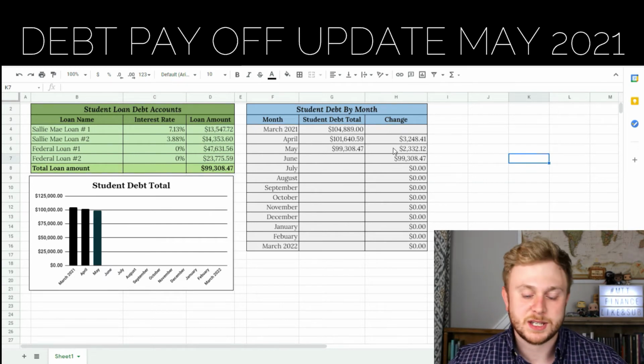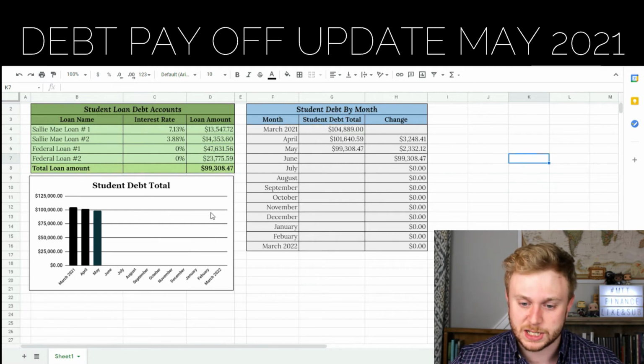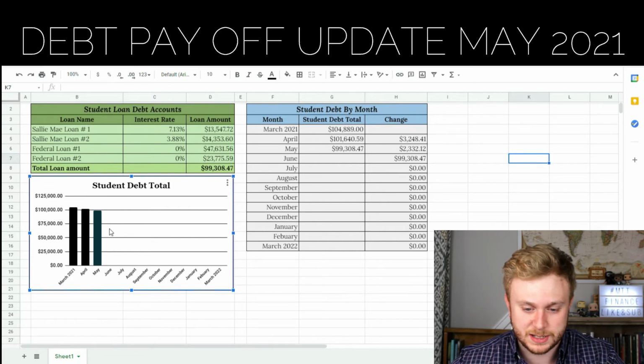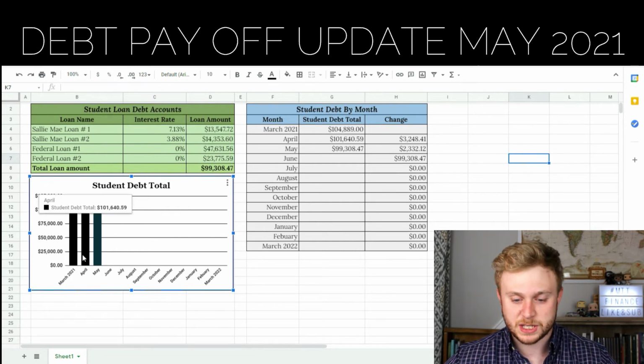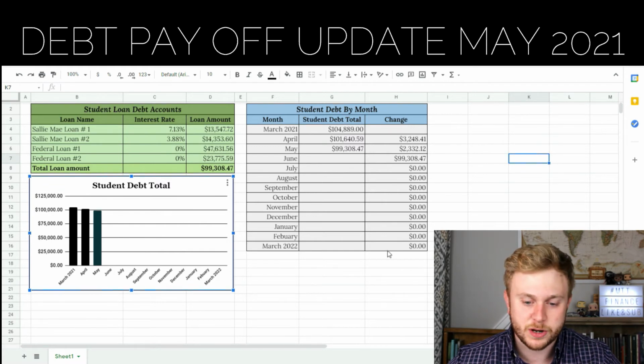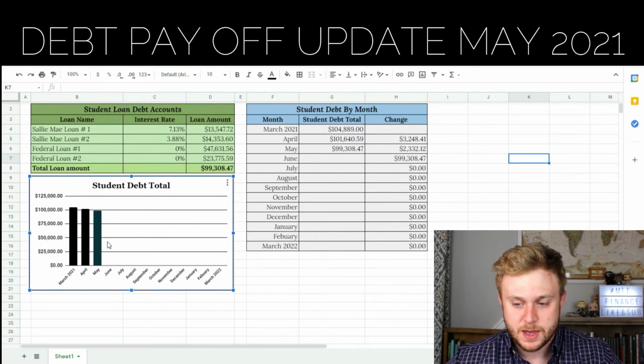But as we can see over here, the last thing I want to draw your attention to in this video is this graph, my student debt total graph. And as we can see, each month it kind of plots out a different bar. And this month, it's going in the right direction. It's going down, and that's pretty good. It's gone down by a little over $2,300 for the month of May. And so we're moving in the right direction.